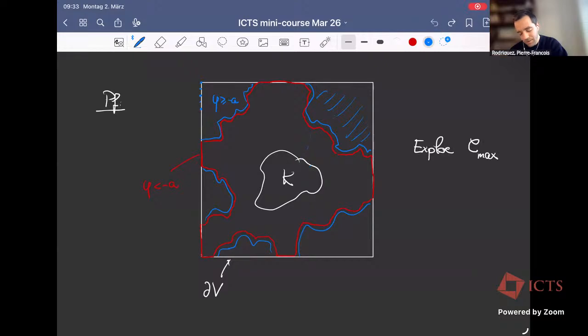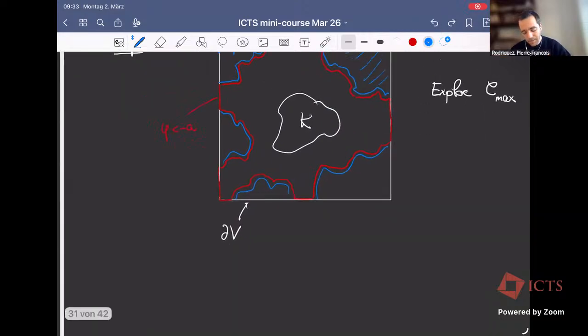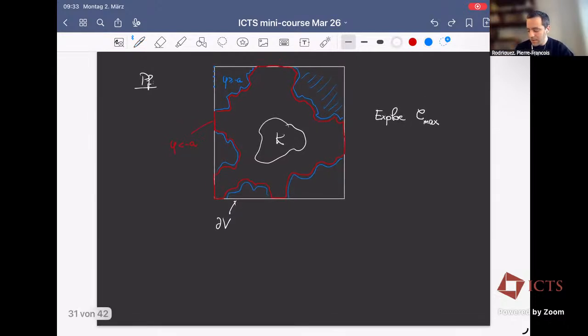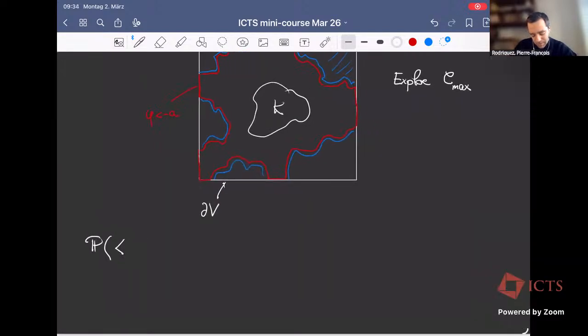Okay, so now let's try to exploit this Cmax. So Cmax is all the explored region that I have obtained, and the way that you can exploit it is in the following way. So let me look at some local observable inside of K. So what I'm going to look at is the average. You don't need to make this choice, but it is in a sense an optimal choice.